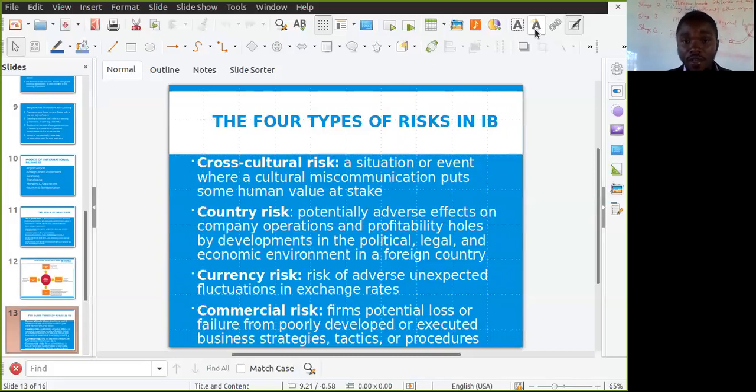Commercial risk. Firms' potential loss or failure from poorly developed or executed business strategies, tactics, or procedures.